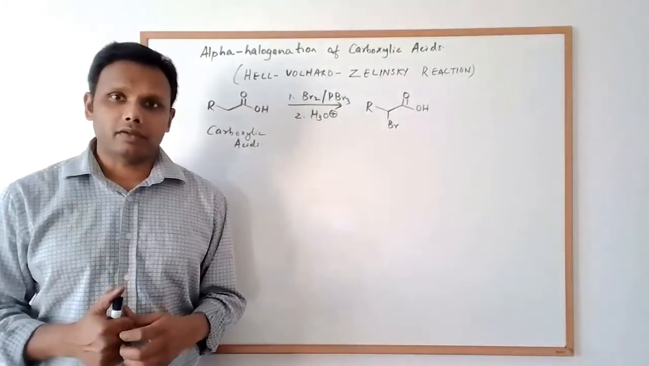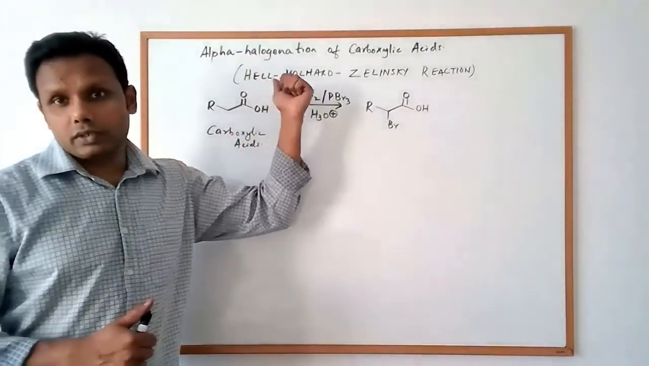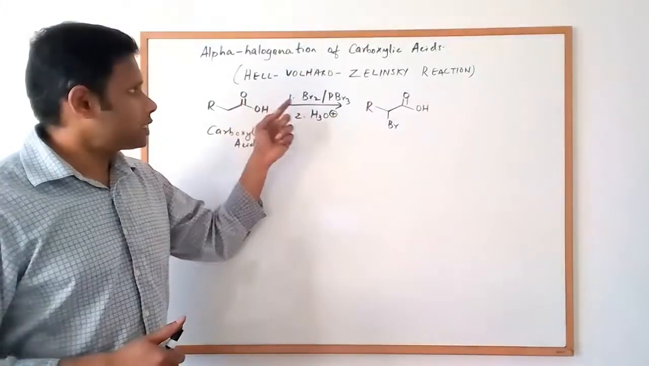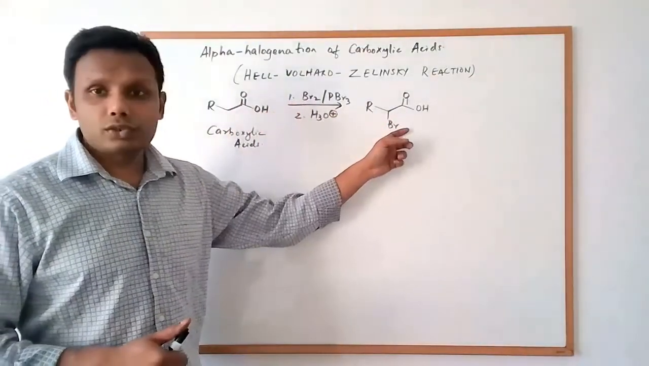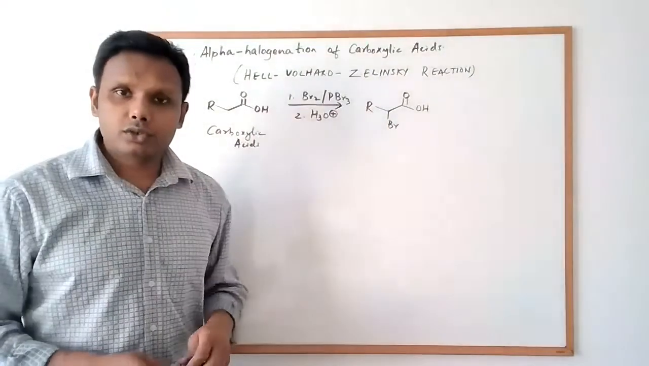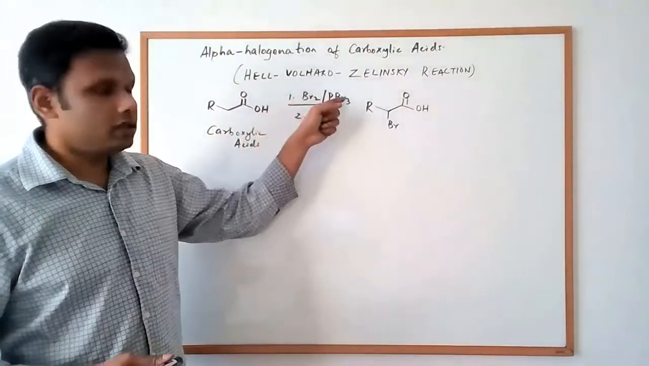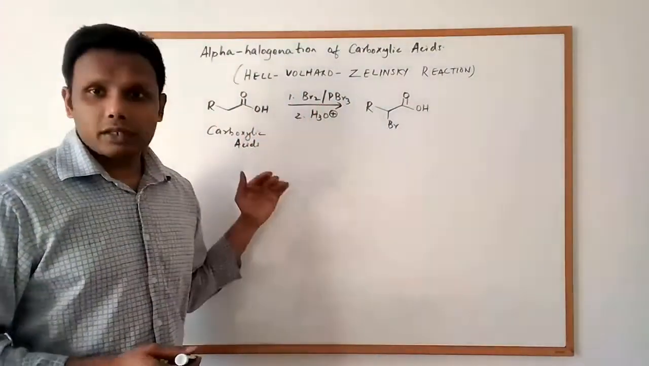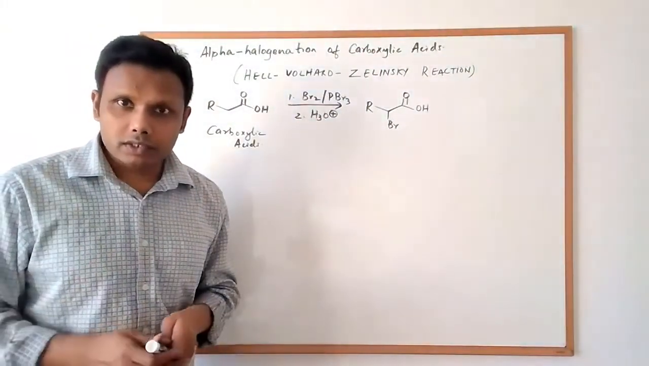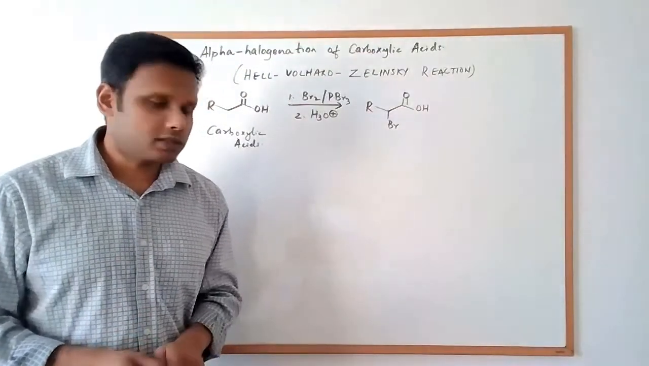Next, we're going to look at the alpha halogenation of a carboxylic acid. This reaction is called the Hell-Volhard-Zelinsky reaction, and it starts with a carboxylic acid and does halogenation to convert it into an alpha-halogenated carboxylic acid. Now, the reaction is done in two steps. The first step is the reaction of the carboxylic acid with bromine and PBr3. We'll look at the details of why this is needed, followed by an acidic hydrolysis to get the alpha-halogenated carboxylic acid product.